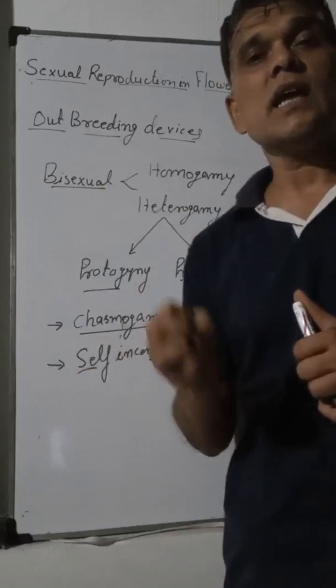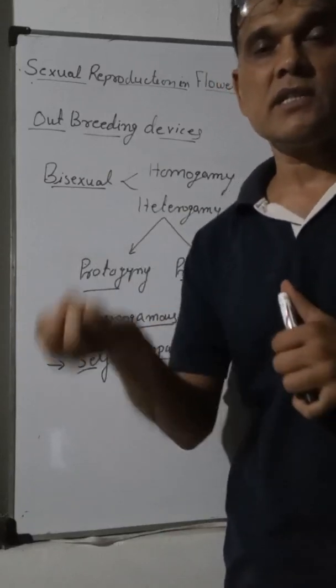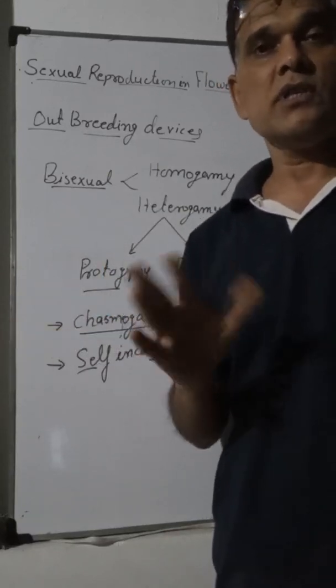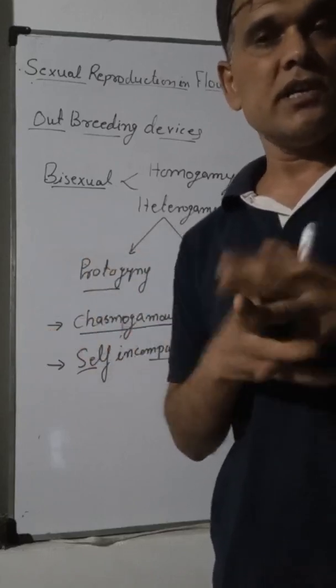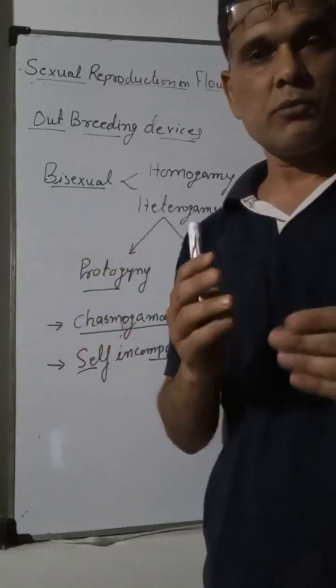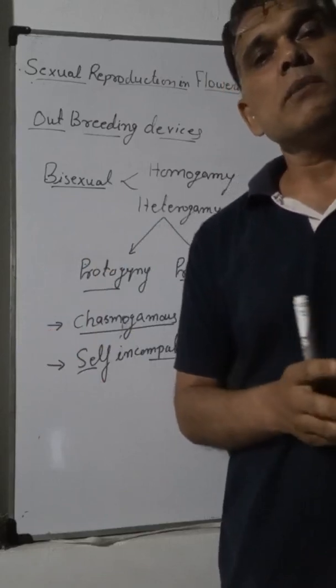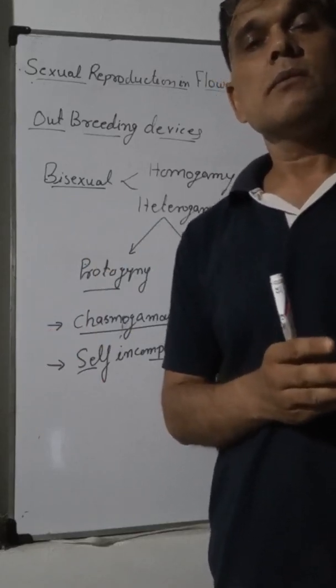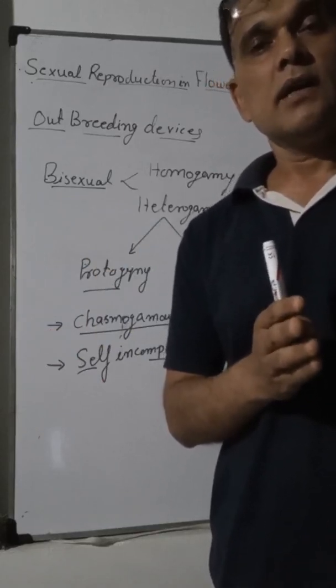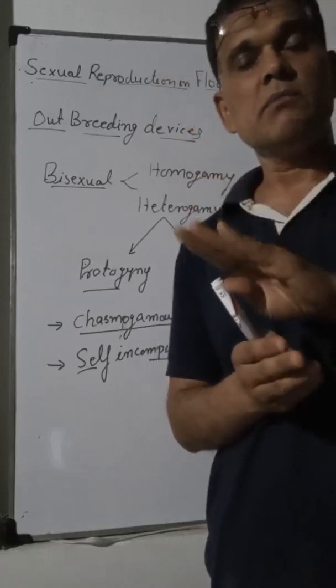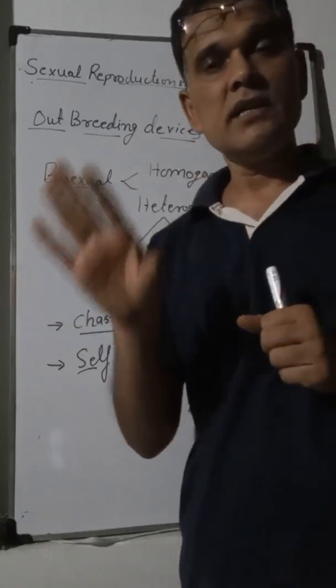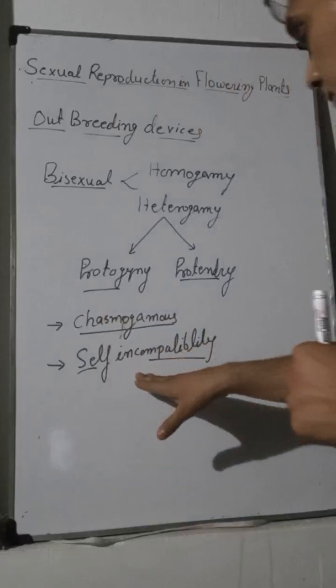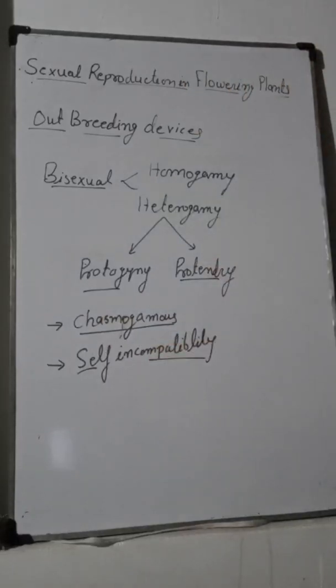It is also known as self sterility. Self sterility means that the particular portion is sterile, or the pollen grain is sterile, and does not germinate or produce pollen tubes. So if the pollen grain is transferred from the anther of the same flower to the stigma of the same flower, it will not germinate. That is known as self sterility or self incompatibility.